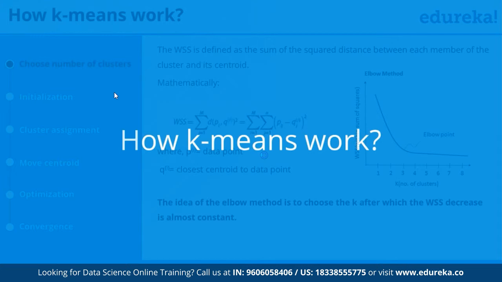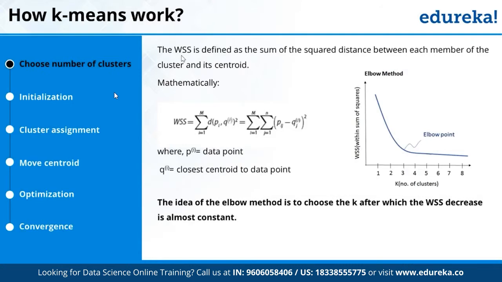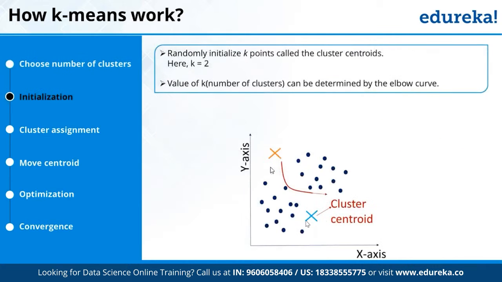Now how to do that? There is a concept of elbow method. You can see this elbow method. Now the WCSS, also known as WSS, within cluster sum of squares, or WSSS, within sum of squares, is defined as the sum of square distance between each member of the cluster and its centroid. For example, let me go to the next slide. Here, let's say this X you see here is my centroid.